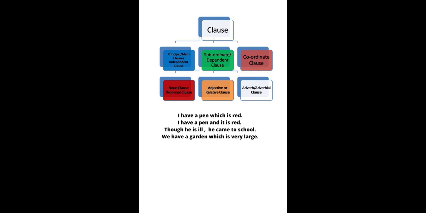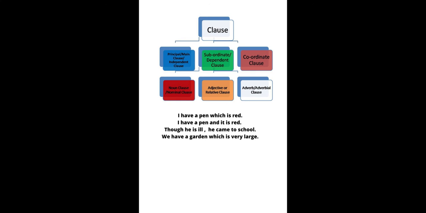Second, adjective or relative clause. Adjective, A-D-J-E-C-T-I-V-E, adjective or relative clause, R-E-L-A-T-I-V-E, relative clause. Third, adverb or adverbial clause. A-D-V-E-R-B, adverb or adverbial clause. Adverbial, A-D-V-E-R-B-I-A-L: adverb plus I-A-L, this suffix should be added. These three types of subordinate clauses, noun clause, adjective clause, adverb clause, are the core part, the central part of our clause learning.